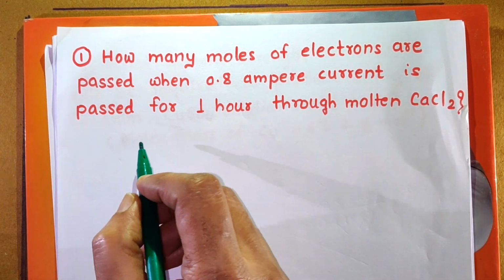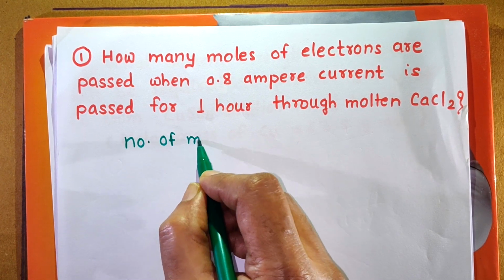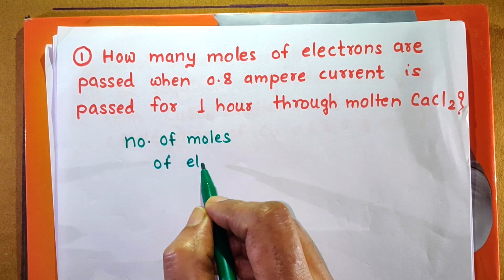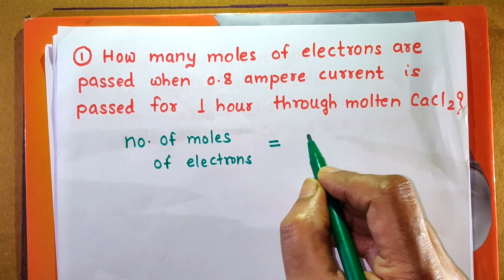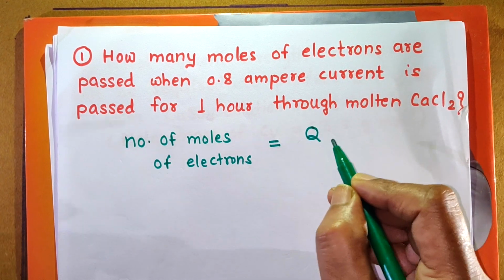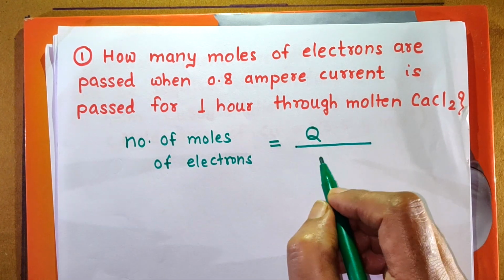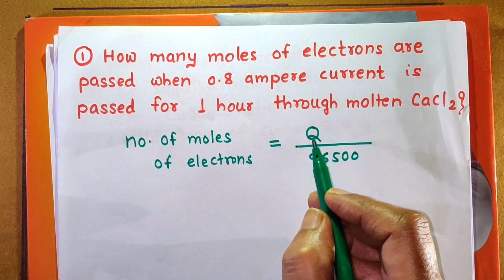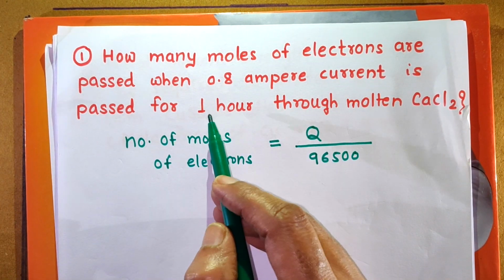Now you know the formula. Number of moles of electrons, we have studied this formula. Number of moles of electrons, second step, is equal to Q, the quantity of electricity passed, divided by 96500. Now Q is not given, but what is given? Current and time is given.